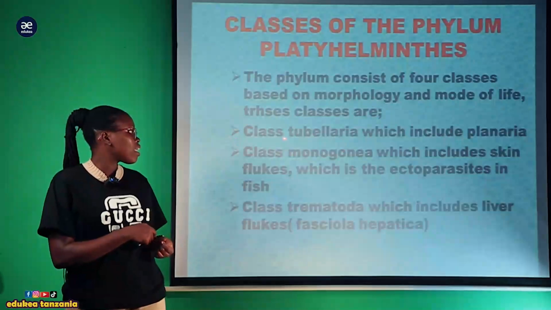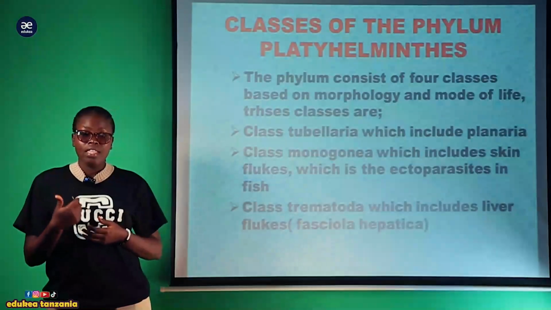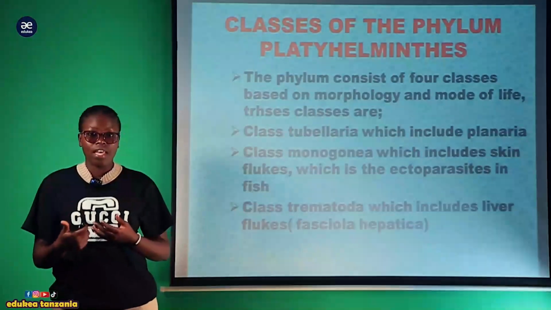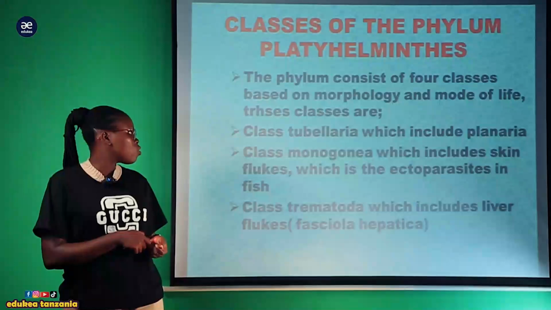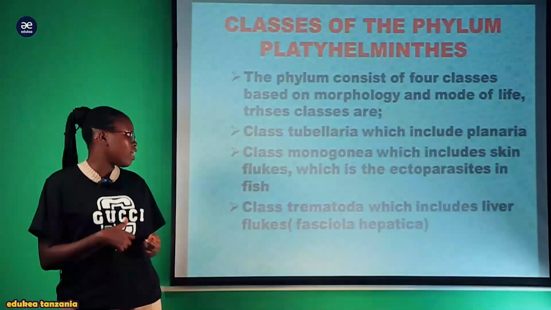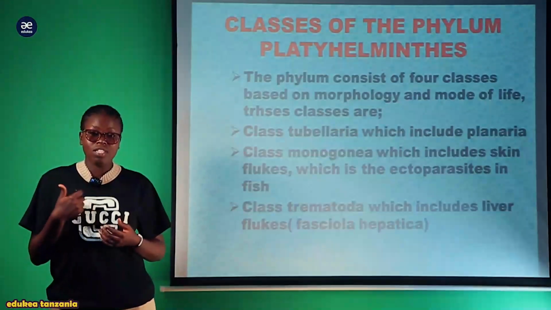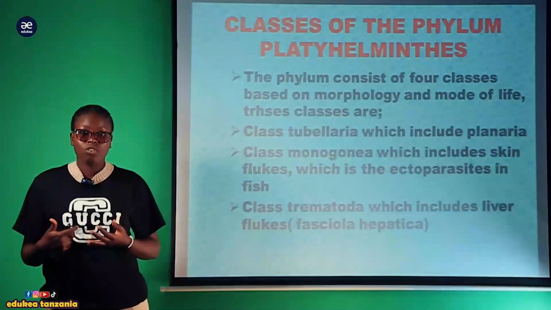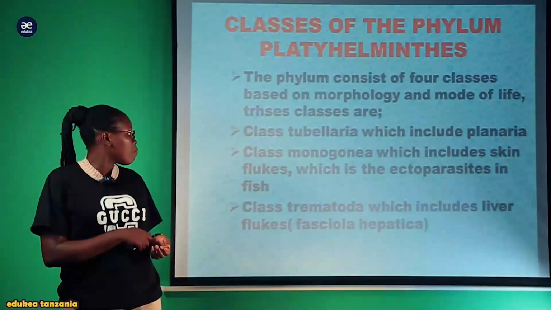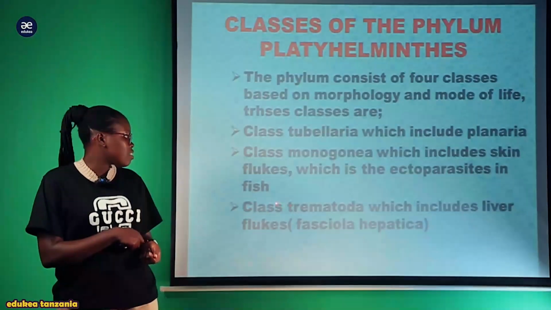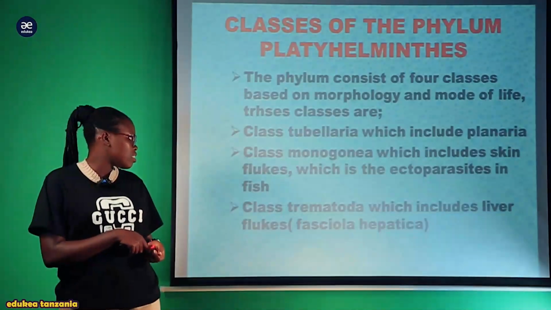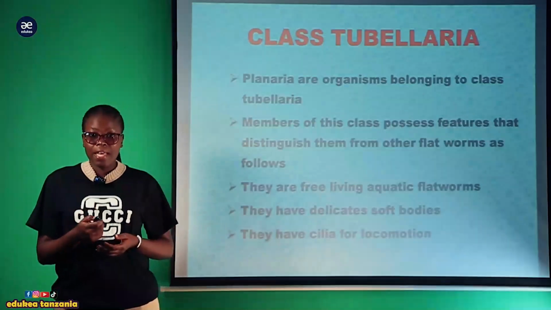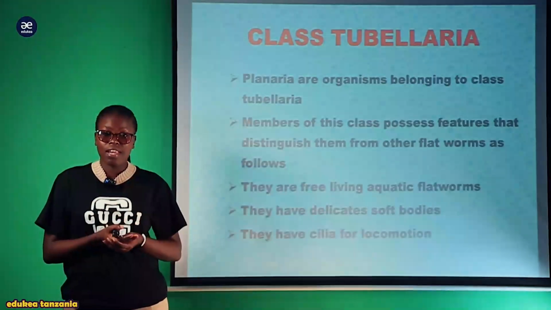The first one is the class Turbellaria, whose representative member is Planaria. The second is class Monogenea, which includes the skin flukes, which are ectoparasites that attach themselves to the body of the host, for example to fish as the host. Another class is Trematoda, which includes the liver flukes, for example Fasciola hepatica. Those are the main classes we are going to discuss within this phylum Platyhelminthes.